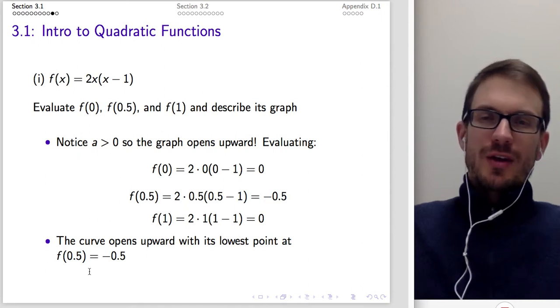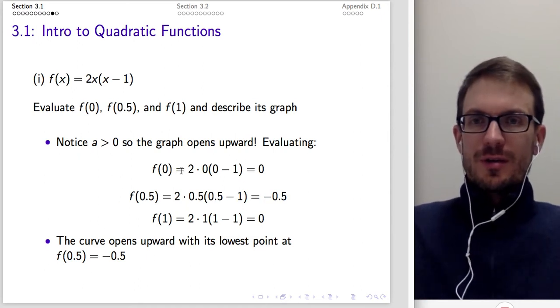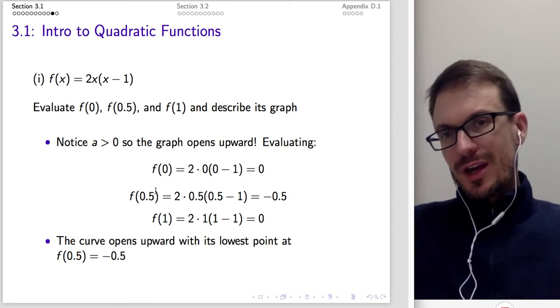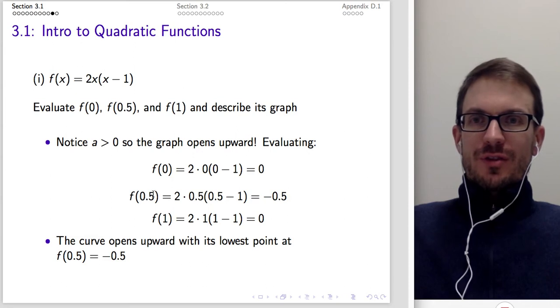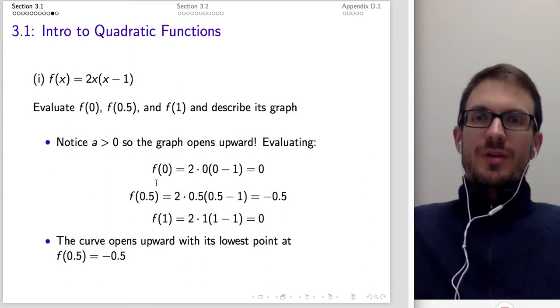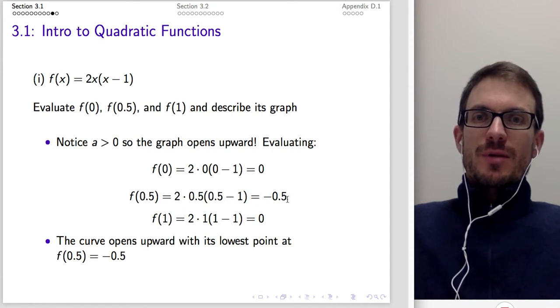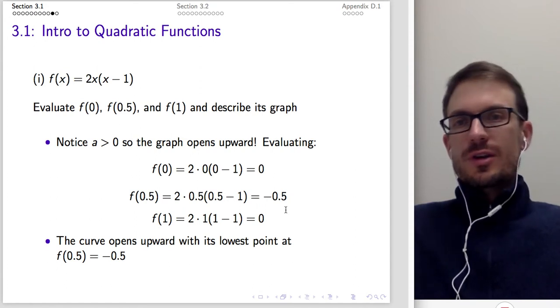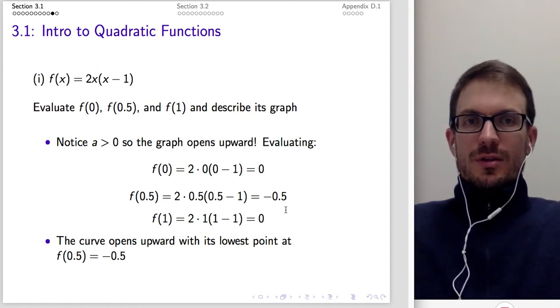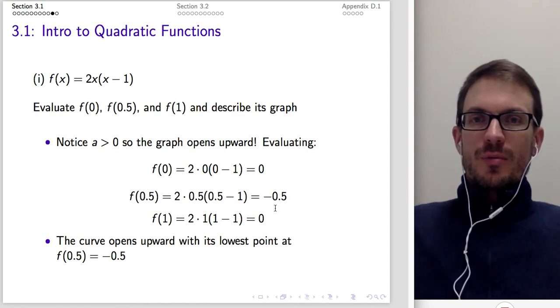And we kind of know this because this is symmetric. So look, we have f of 1, and if we go a half unit closer to the origin, we reach our minimum. So what does this thing look like? Well, it's sort of going through the origin and then opening upward with a low point at minus 1/2.